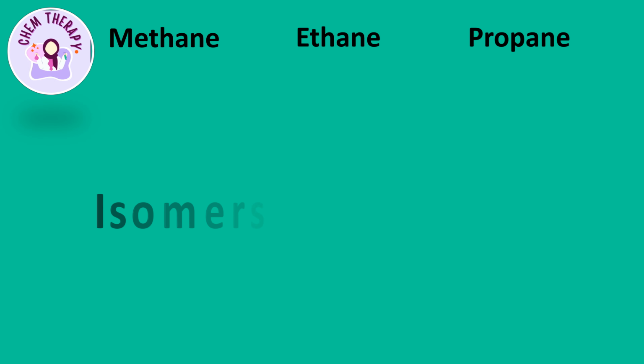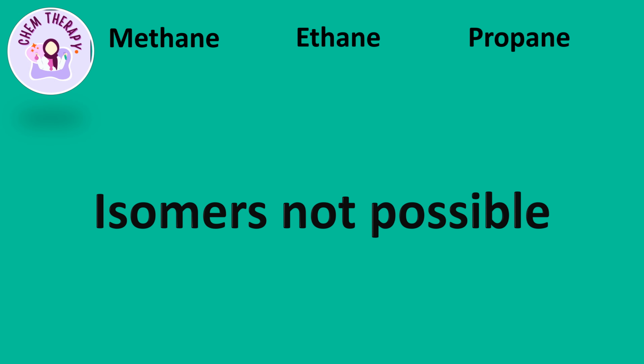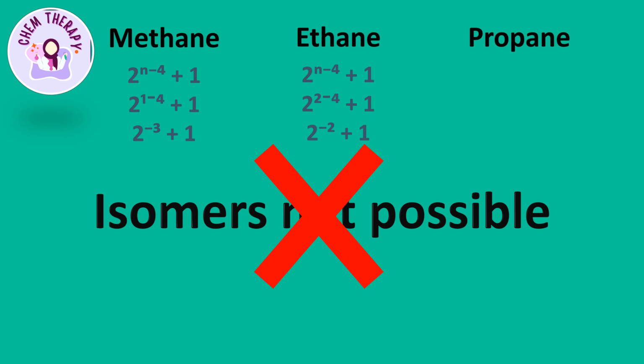The isomers are not possible for the first 3 alkanes, that is, methane, ethane, and propane. Also, by applying the formula of finding the number of isomers, the values come to be negative for these alkanes.